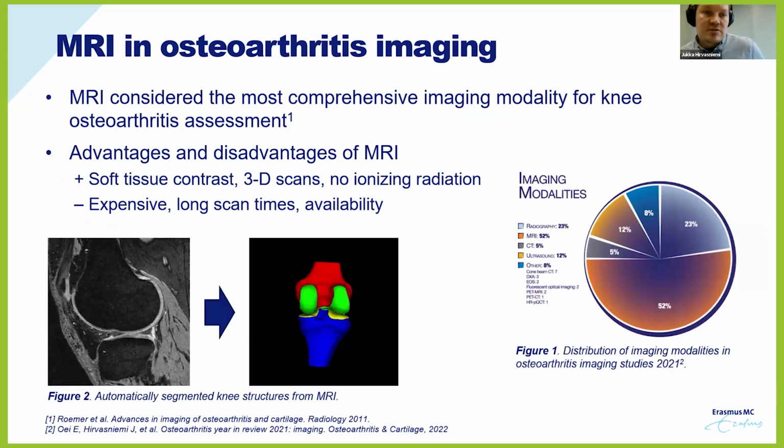Magnetic resonance imaging, on the other hand, is considered the most comprehensive imaging modality for knee osteoarthritis assessment. It provides a great soft tissue contrast. For example, the cartilage that is around the bones, which is interesting for osteoarthritis, can be well seen. The images are 3D, and it doesn't use ionizing radiation. On the other hand, it's quite expensive. It takes a long time to scan, so the patient needs to be in the scanner a long time, and it's not as widely available compared to radiographs.